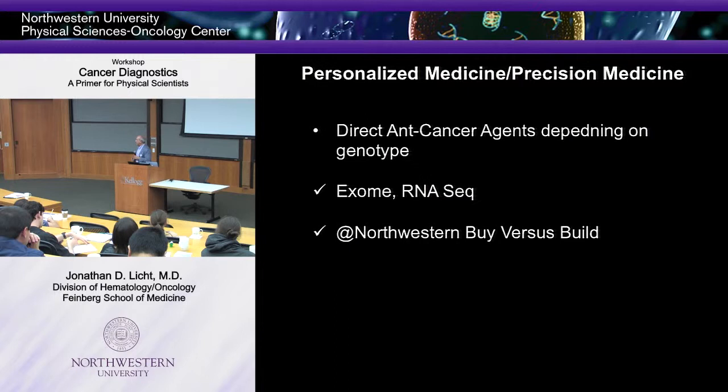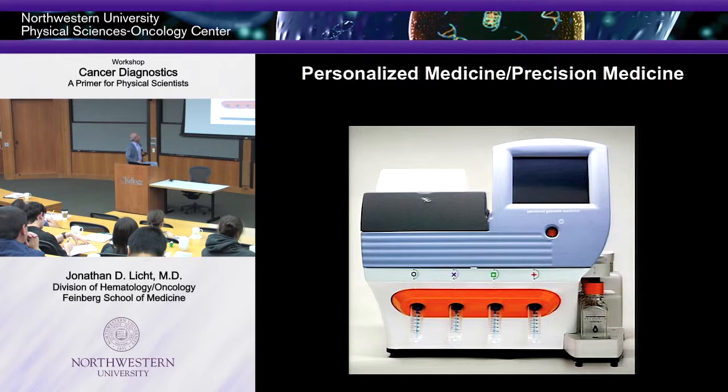If we buy it, you have an instrument like this called the Ion Torrent, where you can resequence subsets of genes fairly rapidly. Of course, the problem with these machines is that two years from now, they're very pretty paperweights. They become outmoded very rapidly. They require upkeep costs, and there are concerns about owning these things.